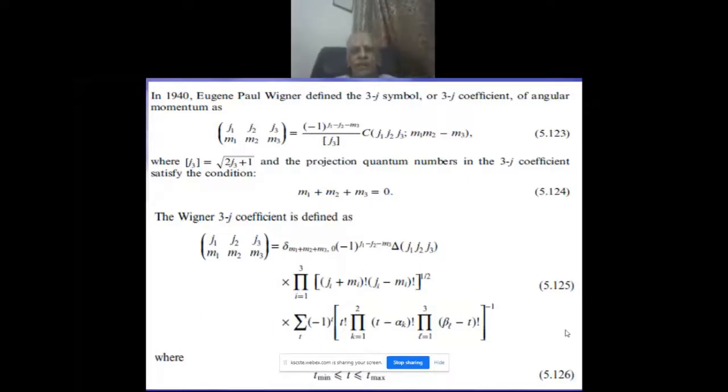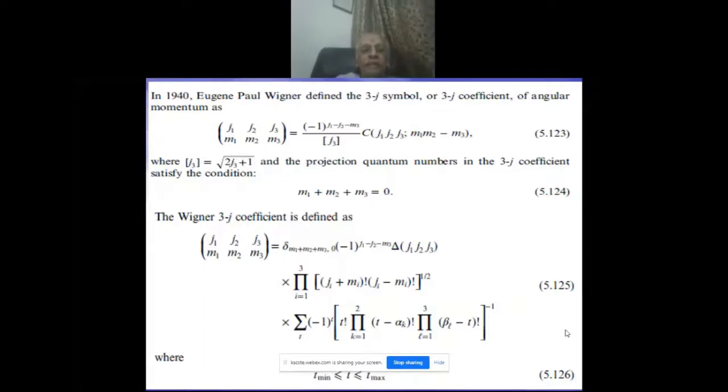Now, this coupling coefficient, which is known as the 3J coefficient, also known as the Wigner 3J coefficient, was introduced by Wigner. As far as you are concerned, as a mathematician, don't bother about the physics which goes on behind it. Some J1, J2, J3 with their projections M1, M2, M3. We read them as columns: J1 with projection M1, J2 with projection M2, J3 with projection M3.